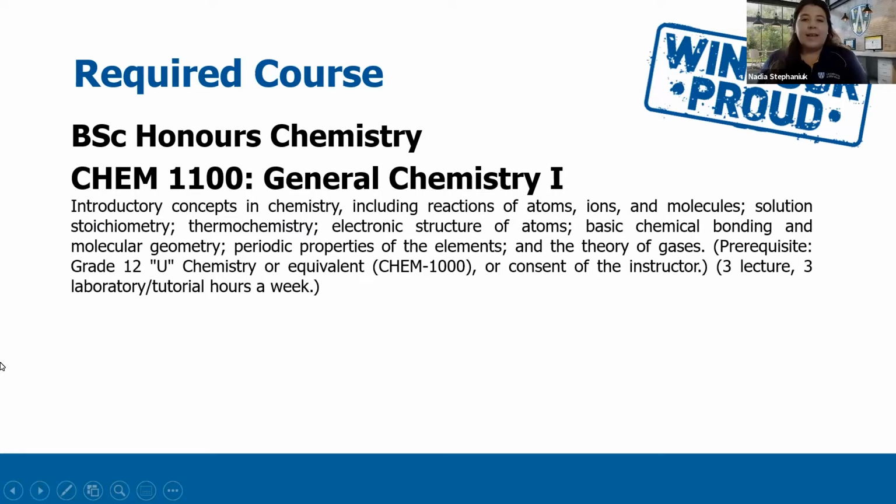Now let's dive into the specific courses you'll be taking in your first semester of our chemistry program. The first course you'll need to register for is Chem 1100, General Chemistry 1. This course will introduce you to a wide range of topics, including electronic structure of atoms, chemical bonding, properties of elements and the periodic table, and thermochemistry, among other topics. This course consists of a lecture and laboratory component, so ensure that you add both sections to your timetable.